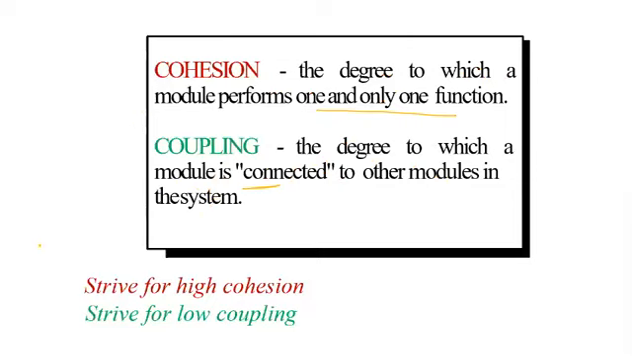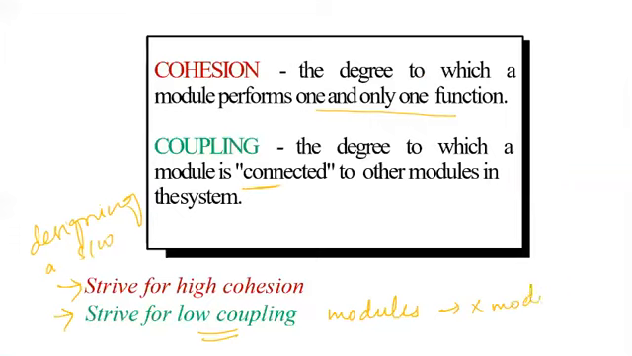So whenever you are designing software, you're going to strive for high cohesion, that is, one particular module needs to perform one task, and you're going to strive for low coupling. Low coupling means different modules should not be connected with a multiple number of modules. They might be connected with one module or two based upon the task to be performed, but whenever you're developing a module, this coupling should be as low as possible.